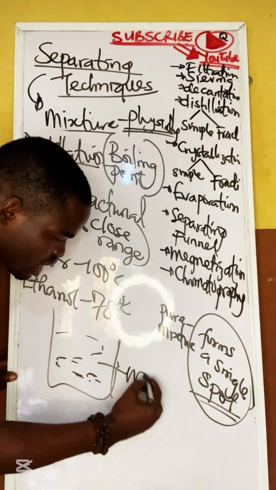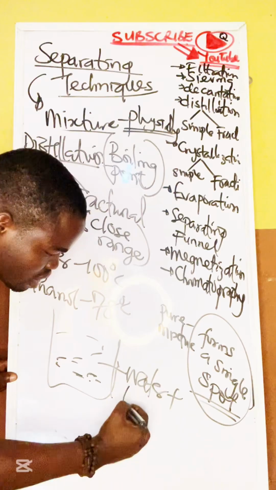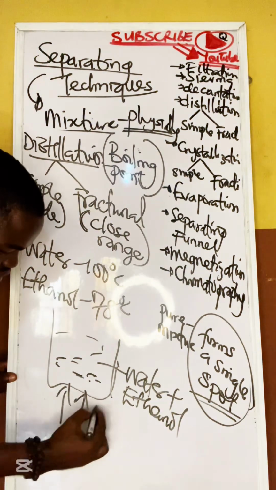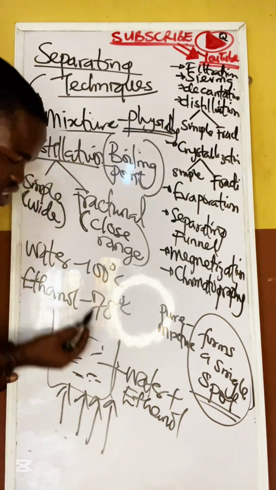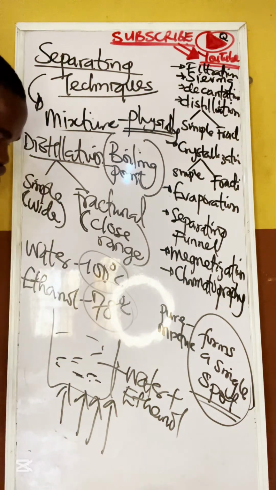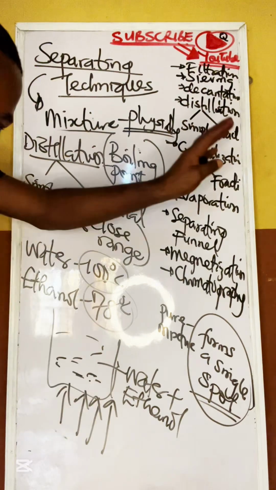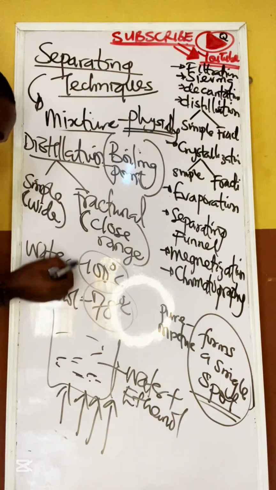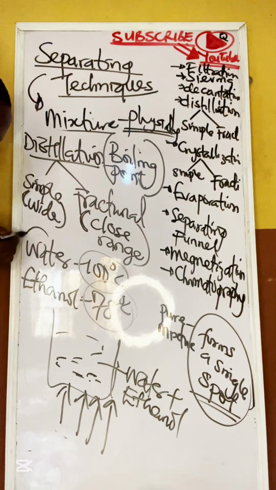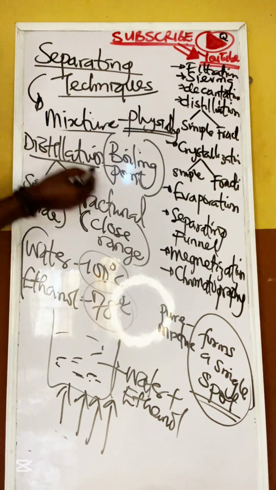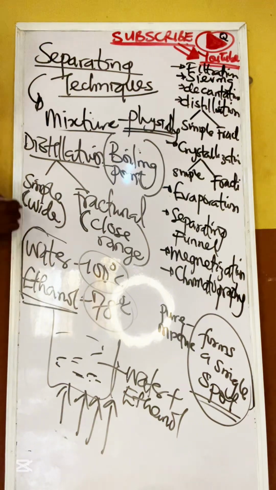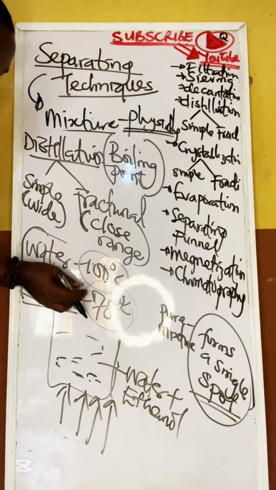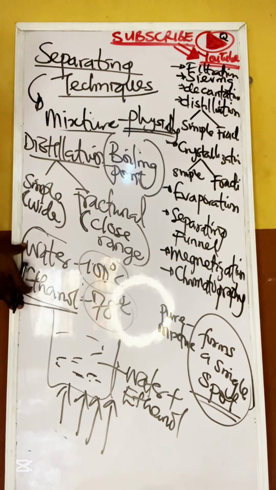So if you want to separate a mixture of water and ethanol, because the boiling point is different, we will get to 78 before we get to 100. By the time we get to 78, ethanol will boil out. Then when we get to 100, water will follow. So what type of distillation are we going to use here? We are going to use simple distillation, because the difference between 100 and 78 is wide.